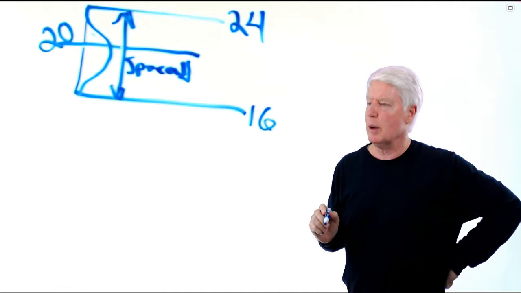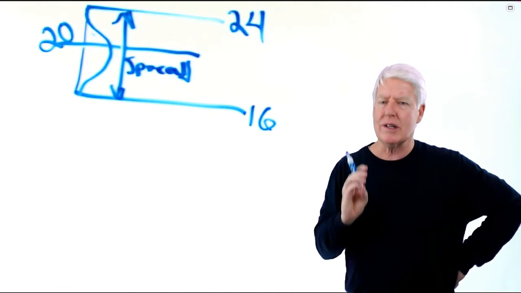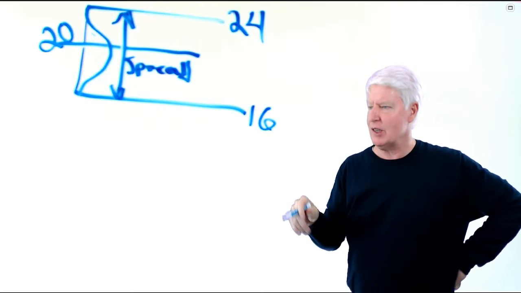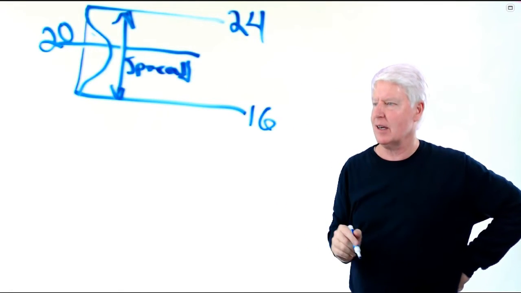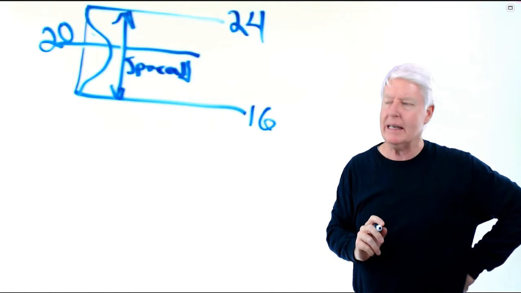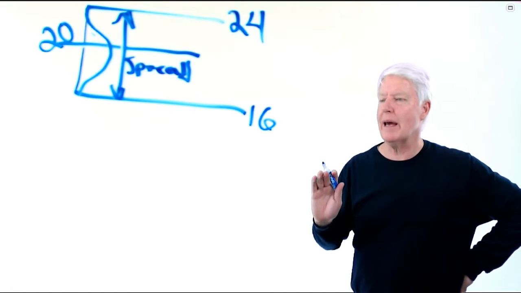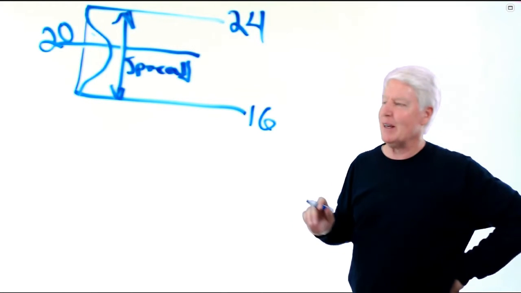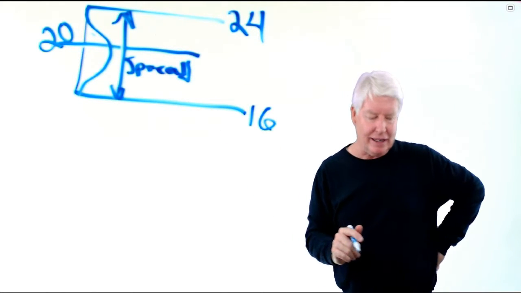So the spread, S-P-R-E-A-D, that's kind of hard to read, isn't it? But that's the spread. The problem with this question, though, is it doesn't ask for the spread of the SPC chart. If you did, you'd just say it's 24 minus 16 is 8. That would be very easy. But it asks for the spread of the process. So we have to convert this into sigma of single events.